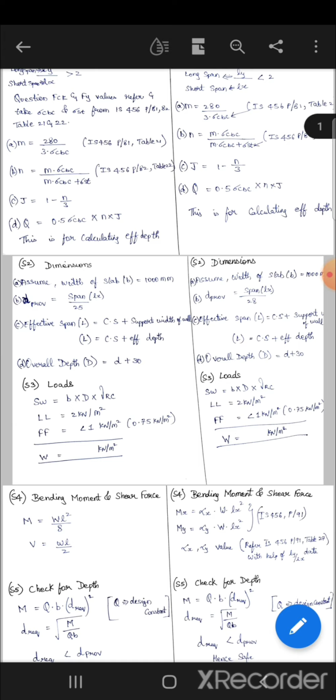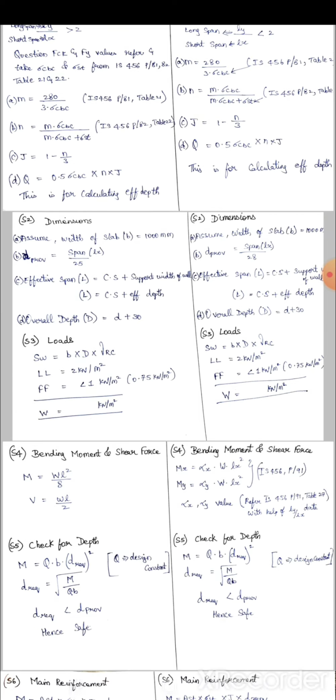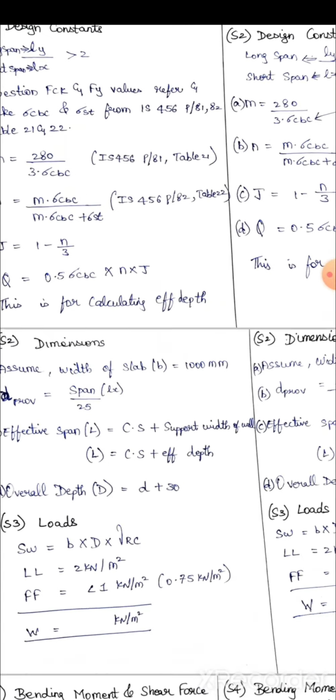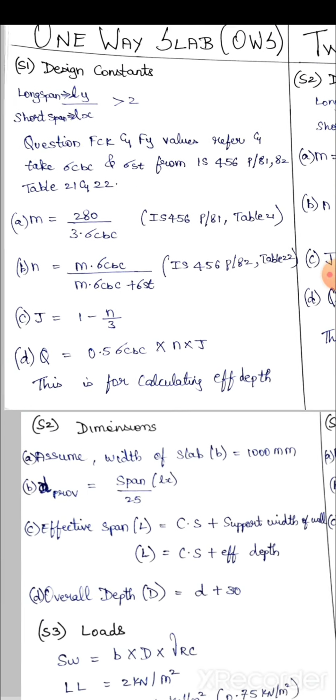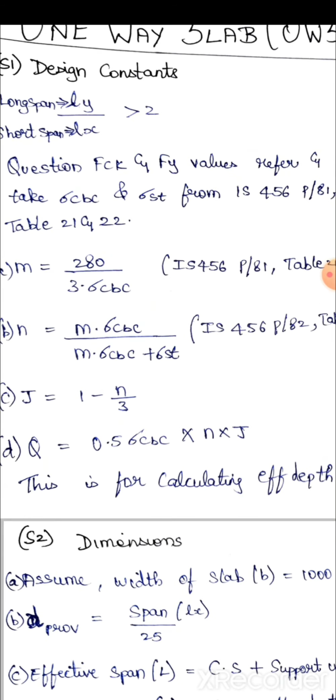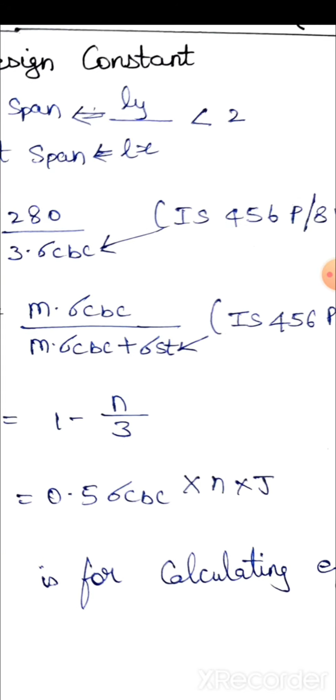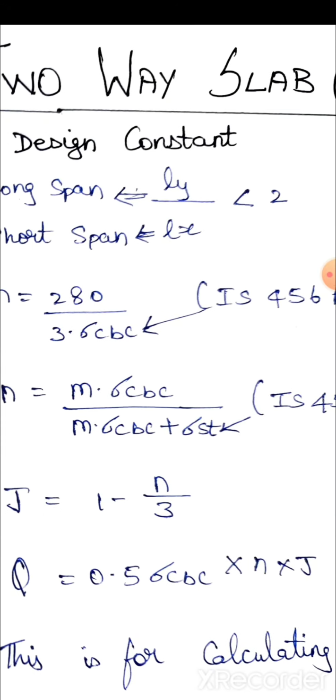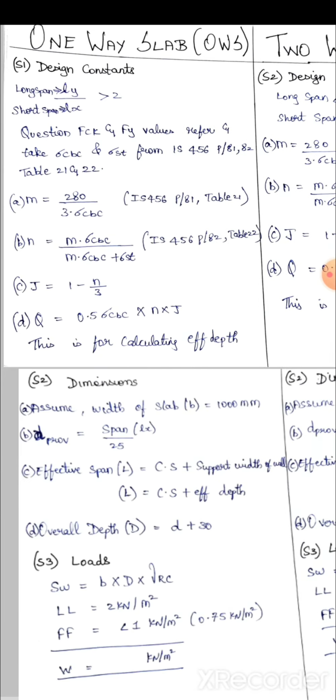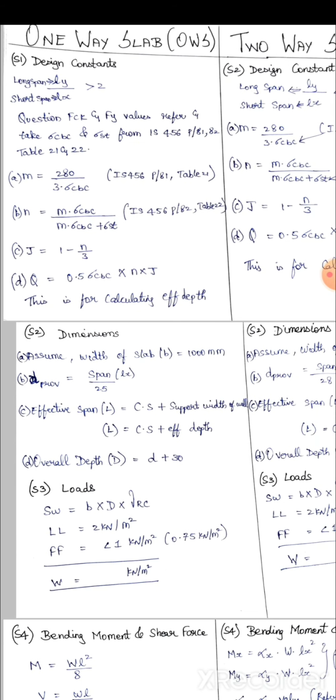The formula for finding slab type is Ly by Lx. If Ly by Lx is greater than 2 means it is one-way slab. Lesser than 2 means it is two-way slab. So first we will find what type of slab the given question is.